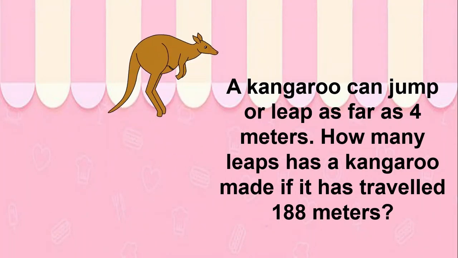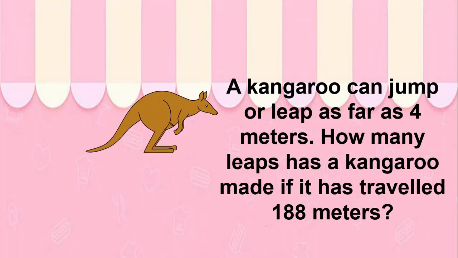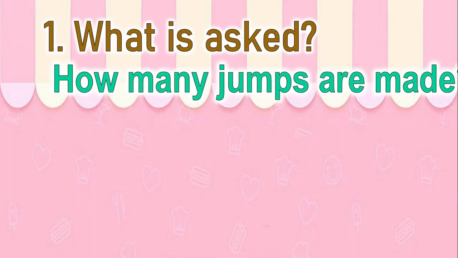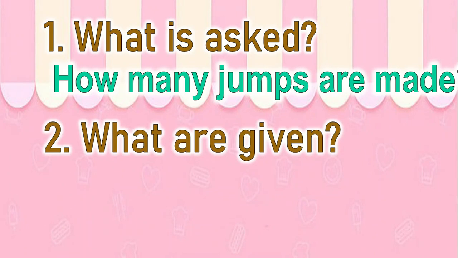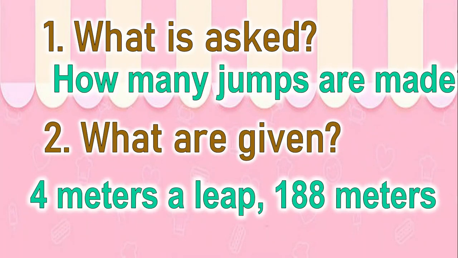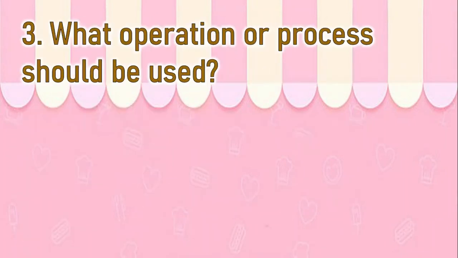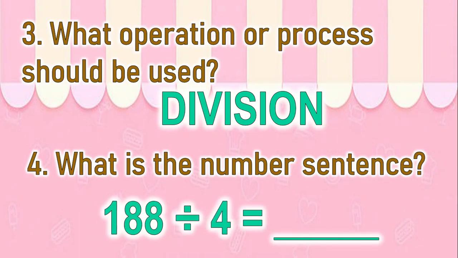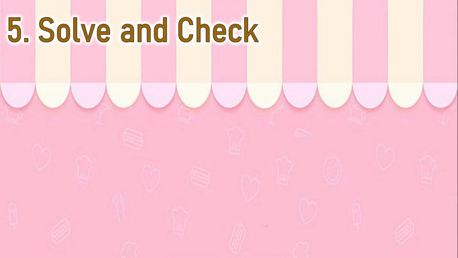A kangaroo can jump or leap 4 meters. How many leaps has the kangaroo made if it has traveled 188 meters? So identify what is asked: how many jumps are made? What are given? 4 meters a leap and 188 meters. The operation that should be used is division. The fourth one is the number sentence: 188 divided by 4 is equal to n. The fifth or last step is solve and check.